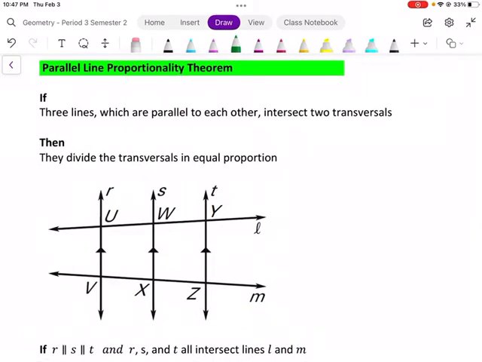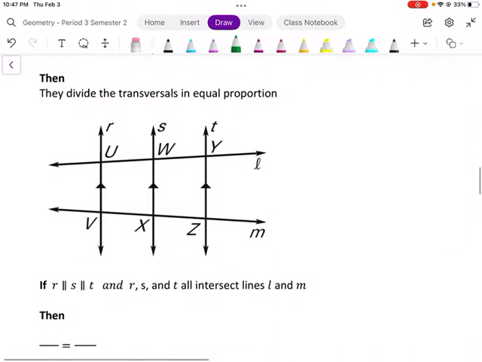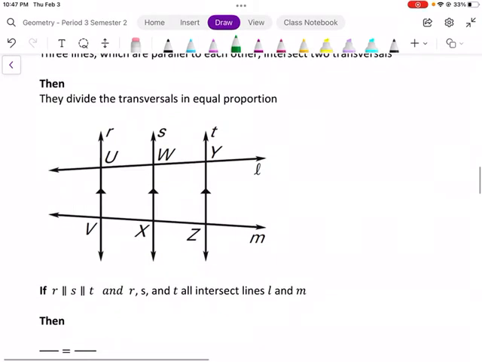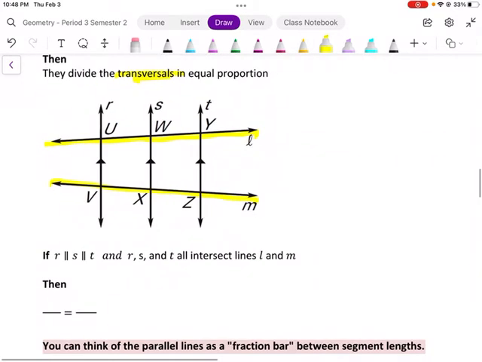The next theorem that we're going to go over is the parallel line proportionality theorem, which is very similar to what we just went over with the triangles. So for this one, if three lines, which are parallel to each other, intersect two transversals, then they divide the transversals into equal proportions. So remember, transversals are the lines that are not parallel to each other. So in this example, L and M, those lines are transversals.